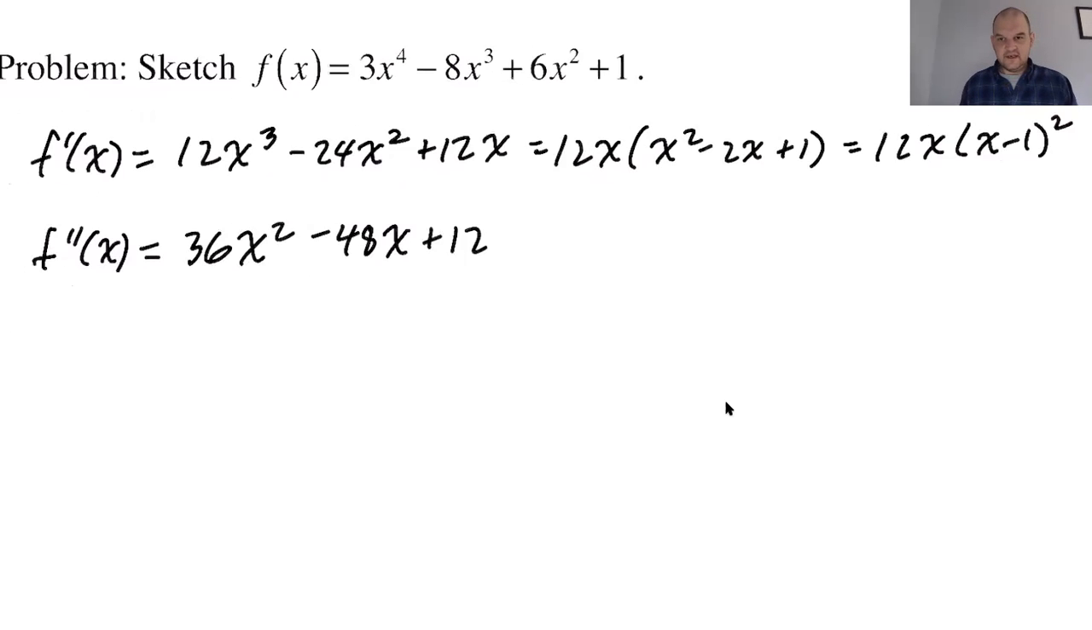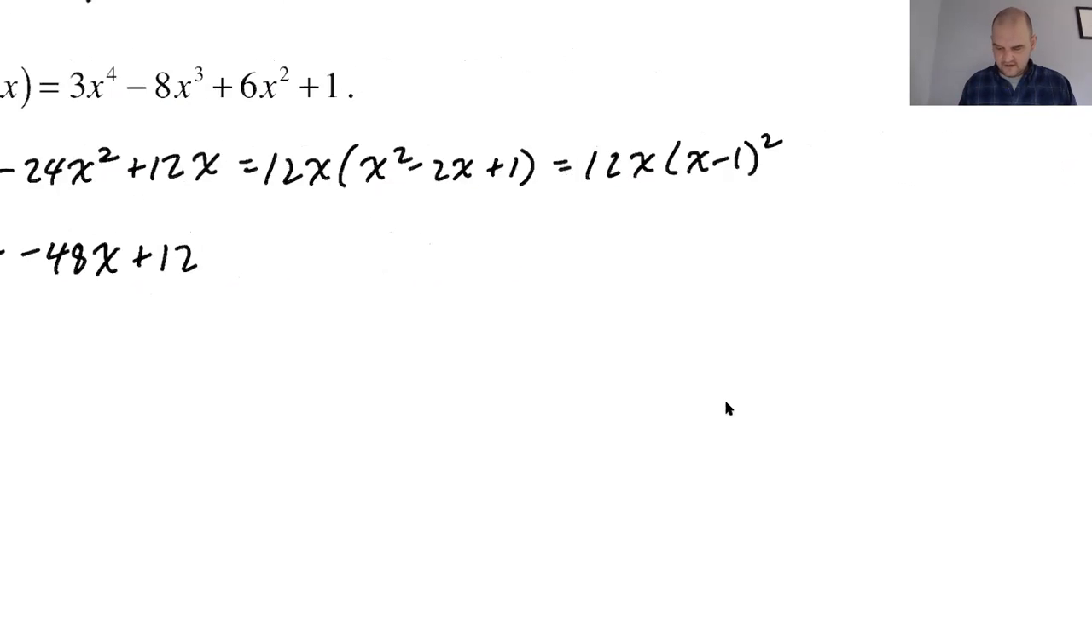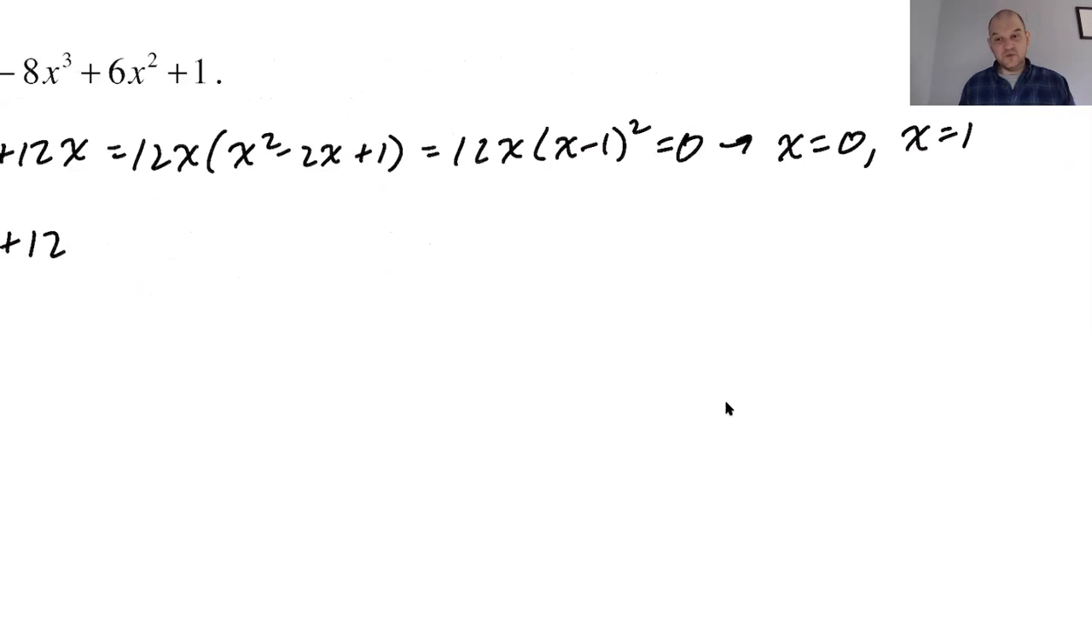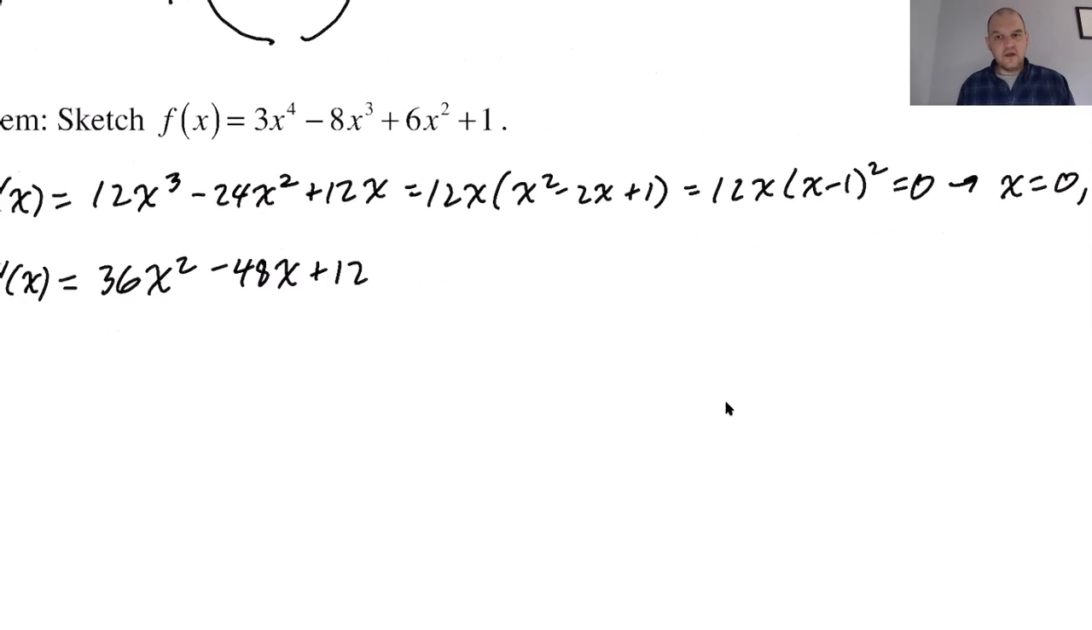Okay, and then I can find the zeros of that. In fact, let me do that. If this equals 0, I get x is 0 and x is 1, which is a double root, which means there won't be a sign change there.